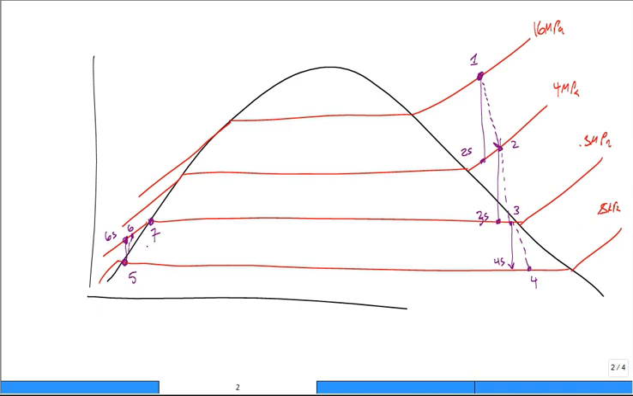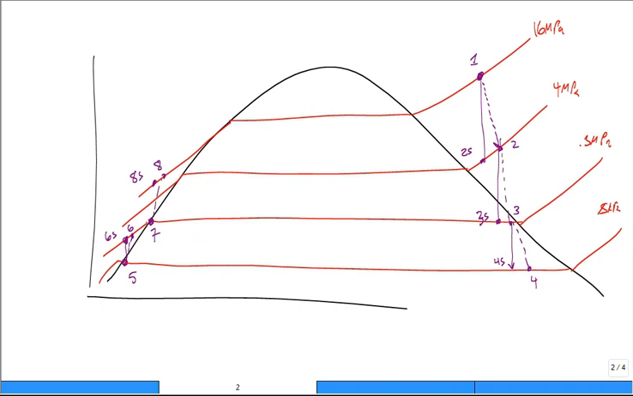Now, from state 7, you go to state 8. State 8 is compressed liquid. What pressure? 16. So you skip this one, you jump way up here. That's 8s. Or you go to 8 actual in the pump. Okay. Then it comes out at state 9.